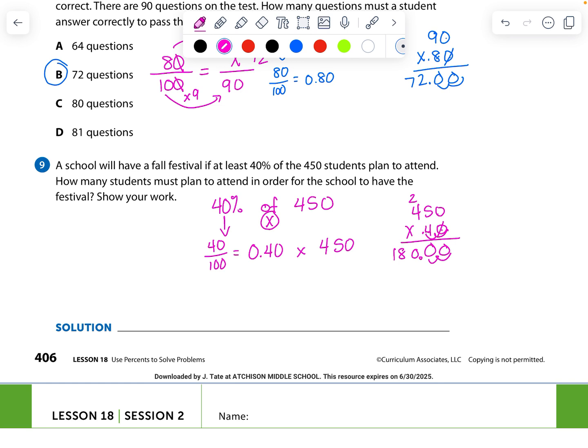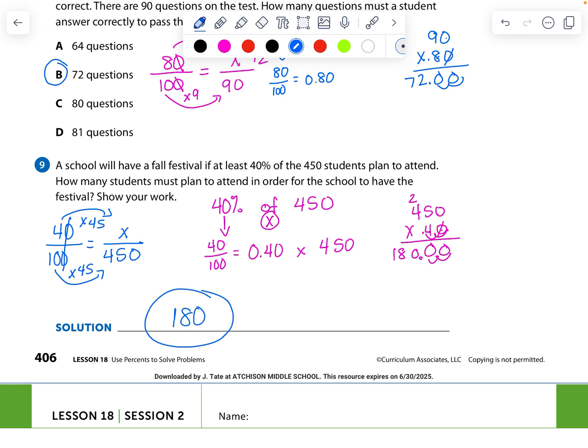And then again, if you want to do it with proportion, you would do 40 over 100 is equal to some amount over 450. I would divide by 10 here and then know that I'm multiplying by 45. 4 times 45 is also going to get you 180.